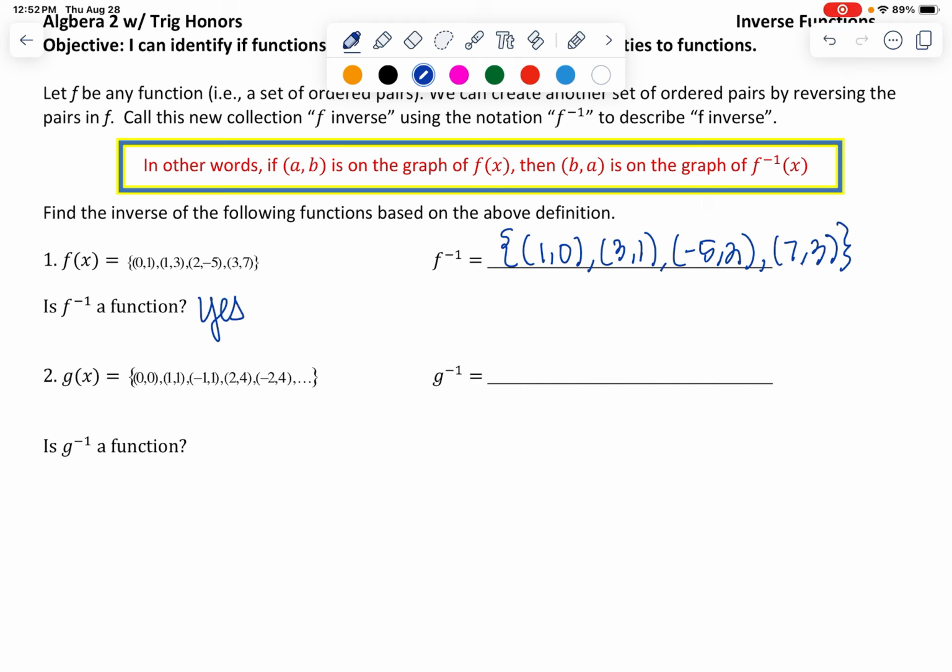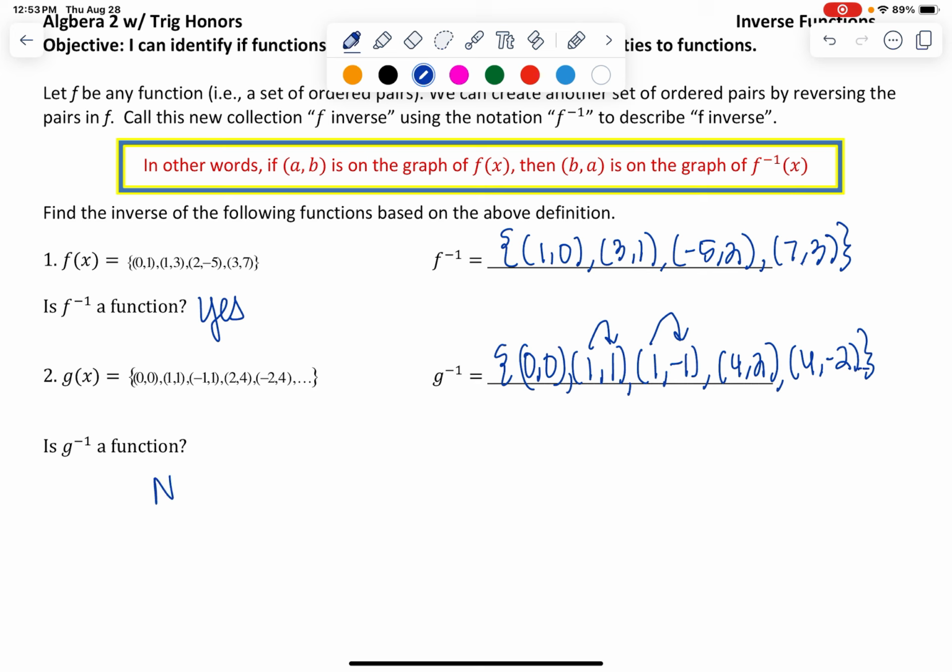All right, looking at the next one here, we're going to switch x and y for all of our ordered pairs. So (0, 0), (1, 1), (1, -1), (4, 2), and (4, -2). And it has the closing bracket after it too, don't forget that. All right, so is this a function? No, this one has an output of 1, but this one has an output of -1 also, so this is a no.